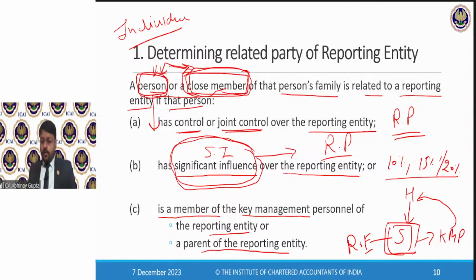So now the thumb rule is for subsidiary companies: the KMP of the subsidiary, that is the reporting entity, as well as the KMP of its parent or holding company will be regarded as related parties. So whenever you see the financial statements of a company which is a subsidiary of another company, all the KMPs of that company as well as all the KMPs of the holding company will be disclosed as related parties.